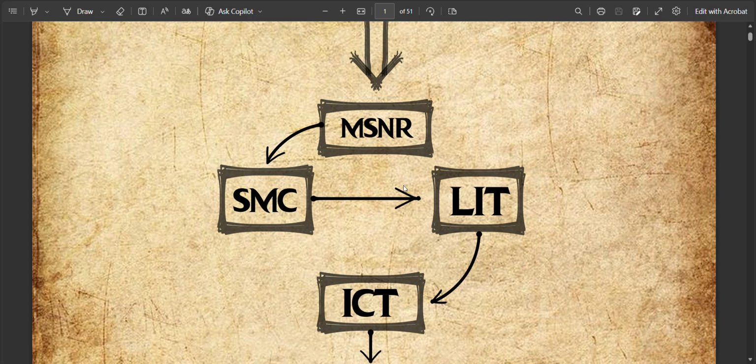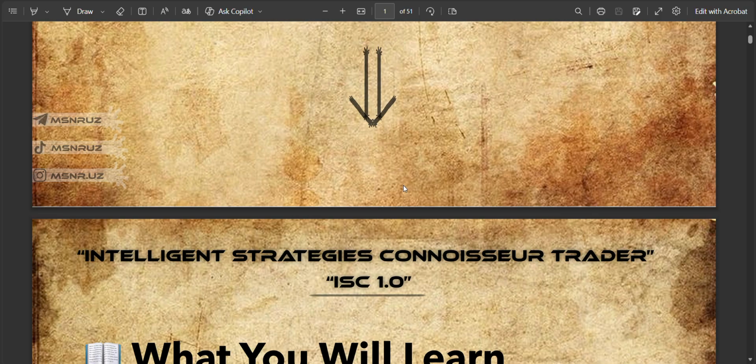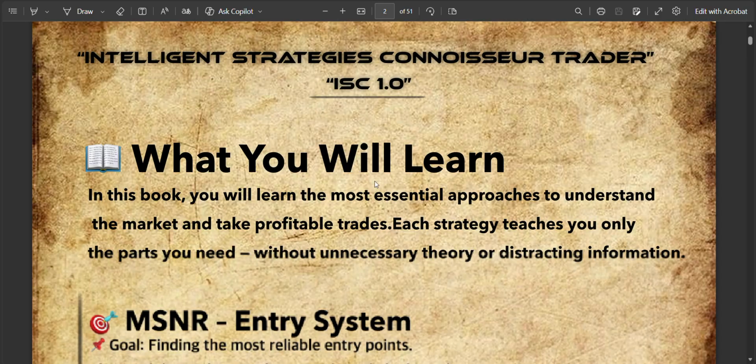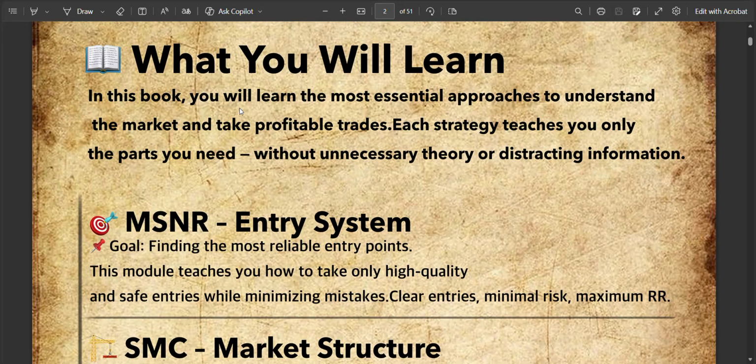So let's continue. The first thing we are going to see here is the intelligence strategy. What will we learn inside here? In this book you will learn the most essential approaches to understand the market and take profitable trades. Each strategy teaches you only the parts you need, without unnecessary theory or distracting information.